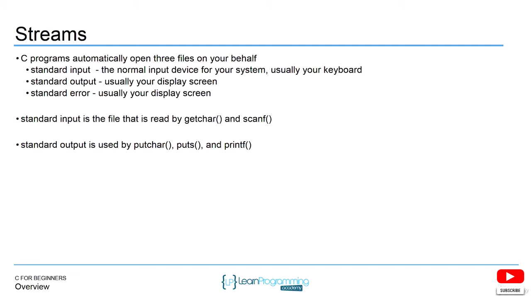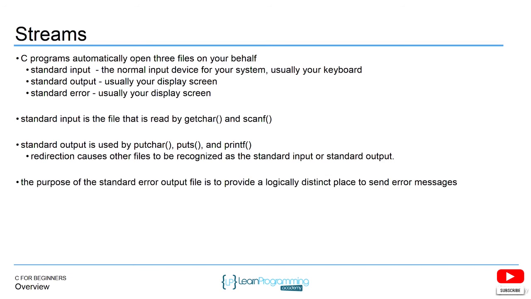You can also redirect files on the system to be recognized as a standard input or output. This is redirection. This is an operating system concept where you can redirect data. Send the output to a file, for example, or get input from a file as opposed to standard input. This is where you can use the less than or greater than symbols. The purpose of the standard error output is to provide a logically distinct place to send error messages. So it's kind of separate. Even though it's displayed to the screen, to access it, you have to have a special command.